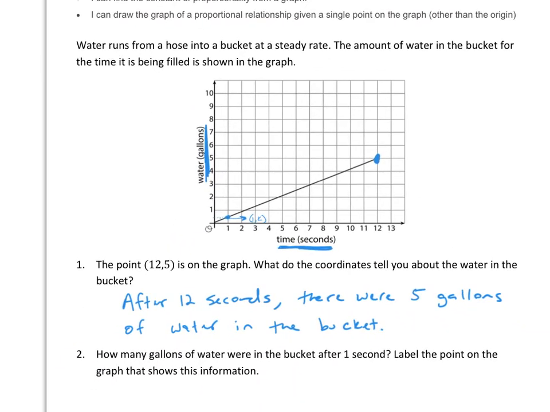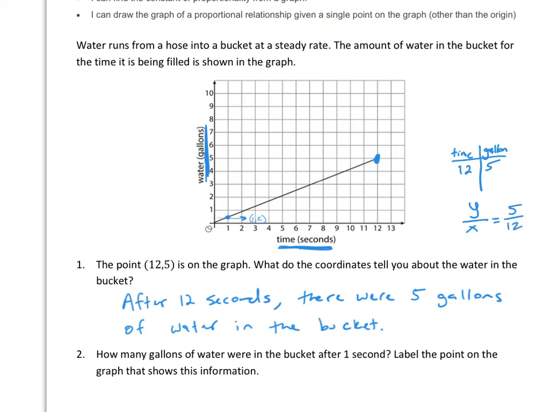Now, if we were to set up a table, we would put time in the x column because that's on the x-axis, whereas gallons are in the y column because that's on the y-axis. So the ordered pair they gave us was (12, 5). And then to figure out the constant of proportionality, remember it's always the ratio of y over x. So in this case, that's 5 over 12.